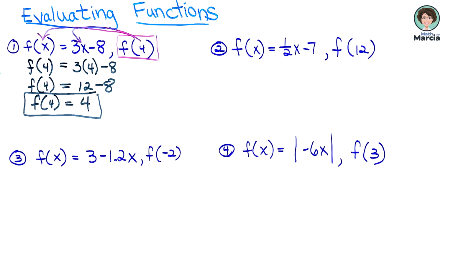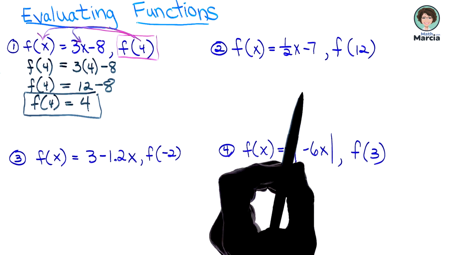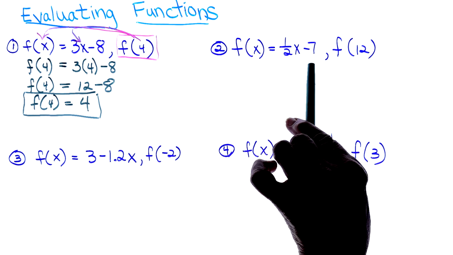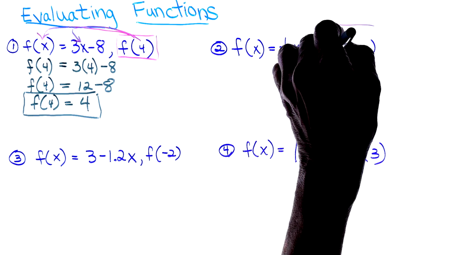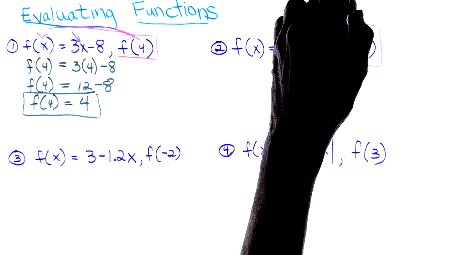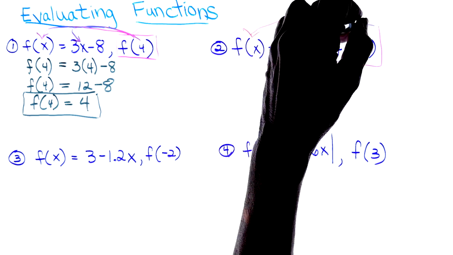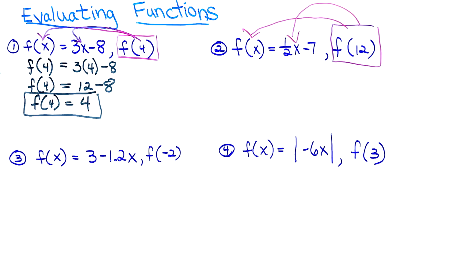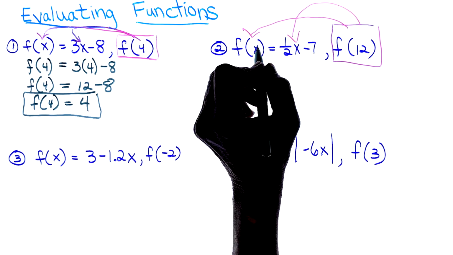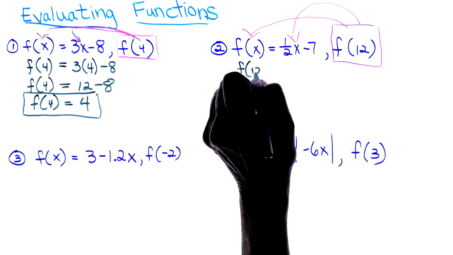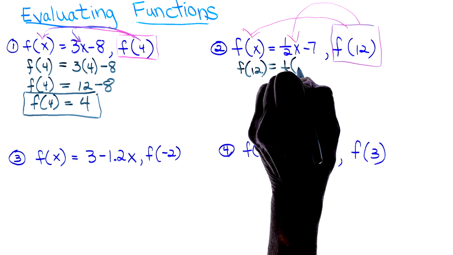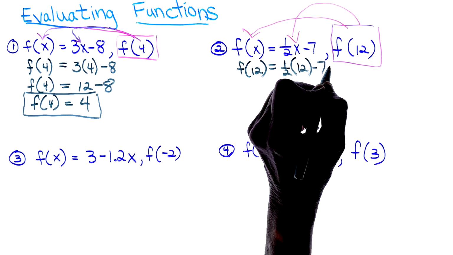Well, let's look at number 2. We have f of x is equal to 1/2 x minus 7. Again, this information is what we are going to substitute in here, and we're just basically going to solve the expression that we have in front of us. So f of 12 is equal to 1/2, I'm putting my 12 in, minus 7.